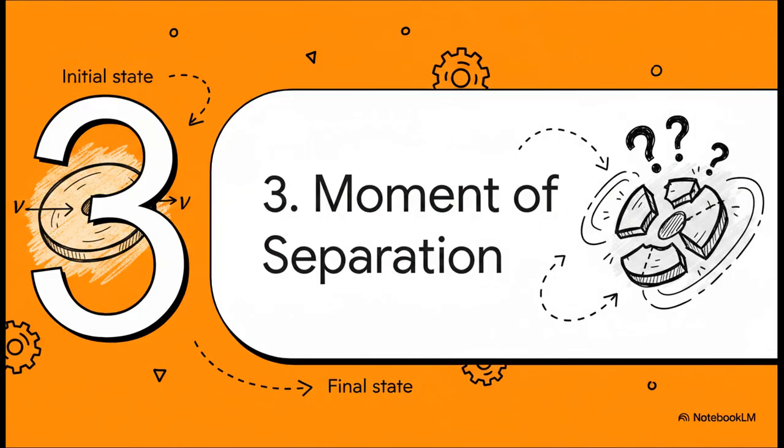Okay, we've got our tools. Now it's time to actually use them. And to do that, we need to be super clear about our before and after snapshots. The before state is easy, right? It's just the disk moving with velocity v. But what about the after state?